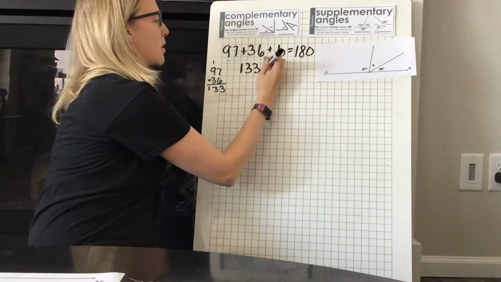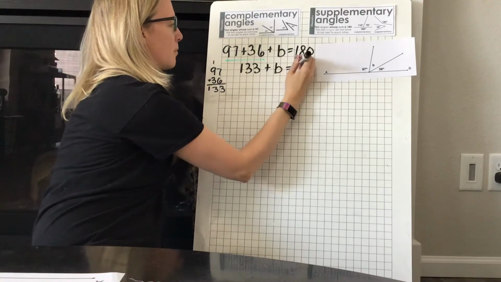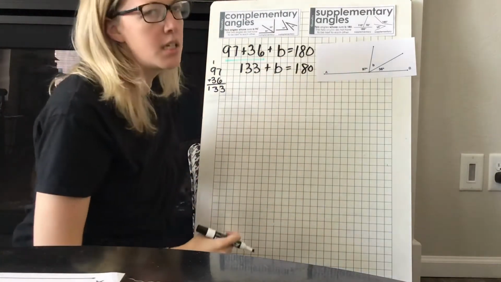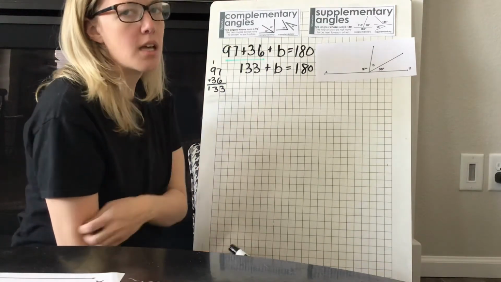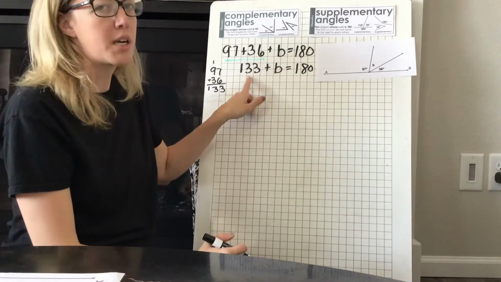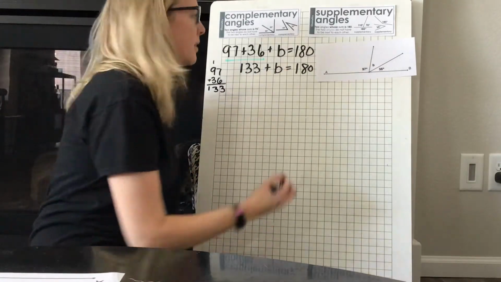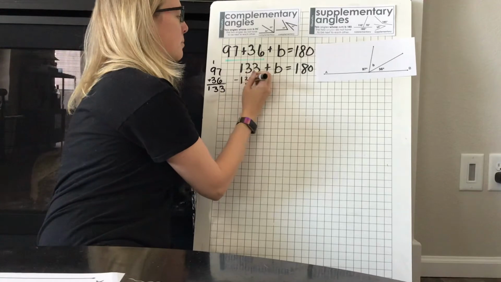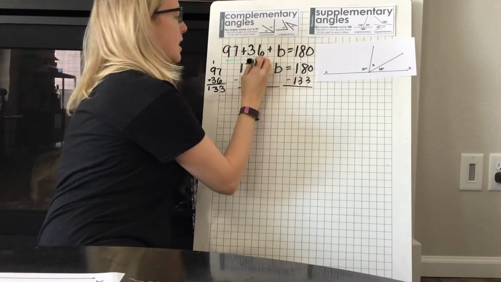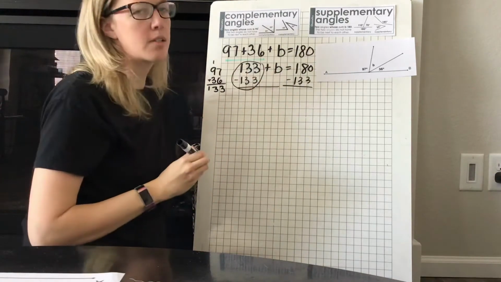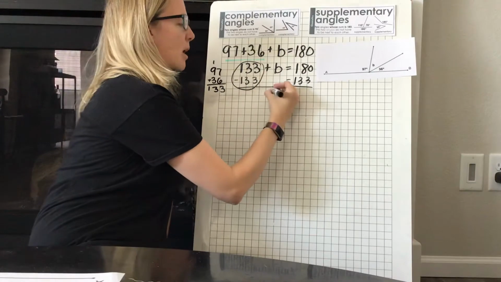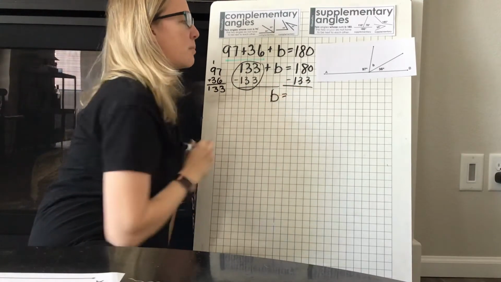So I'm going to make my equation a little bit easier. And I'm going to write that 133 degrees plus b equals 180. And from yesterday's video, we were doing one-step equations. So you should know from there that I need to subtract 133 from both sides. I'm going to subtract 133. Again, that's going to make these two items cancel, a positive 133 with a negative 133. It's going to leave me a positive b isolated by itself.